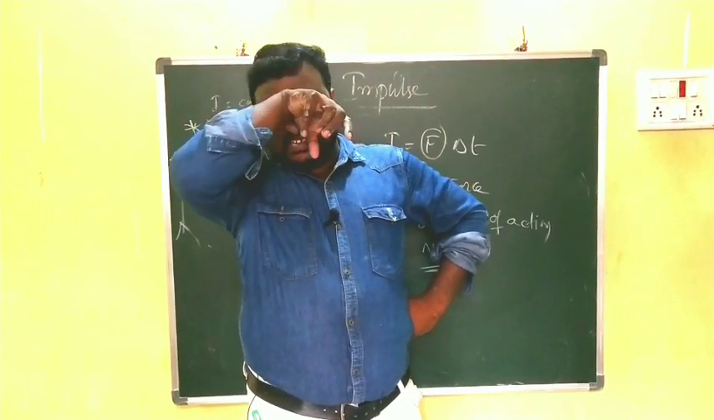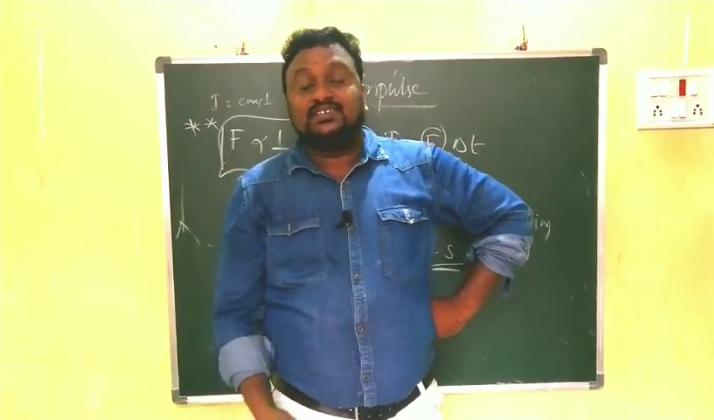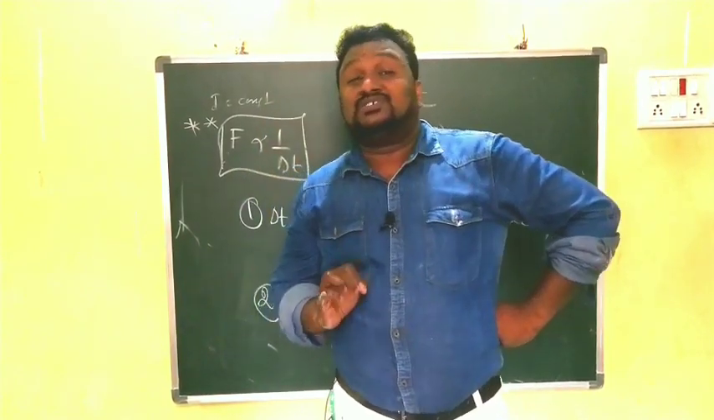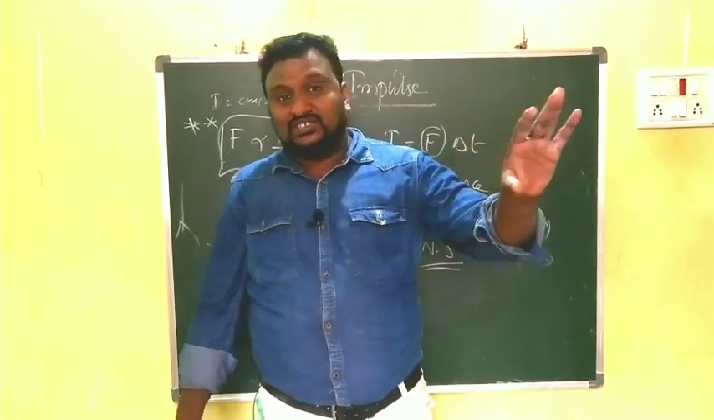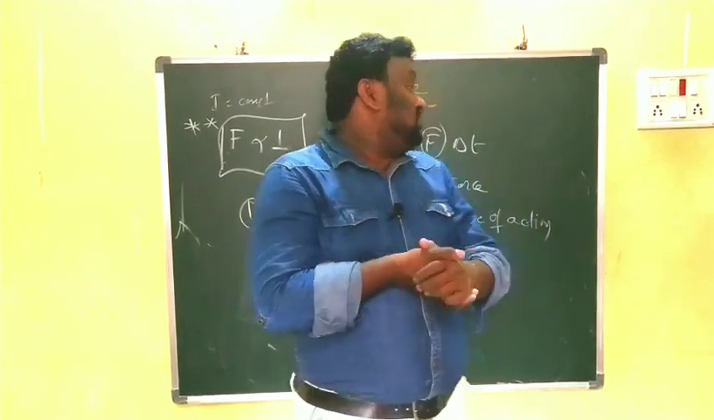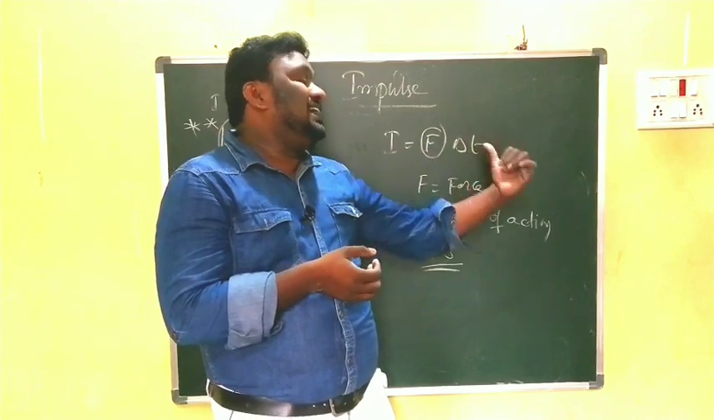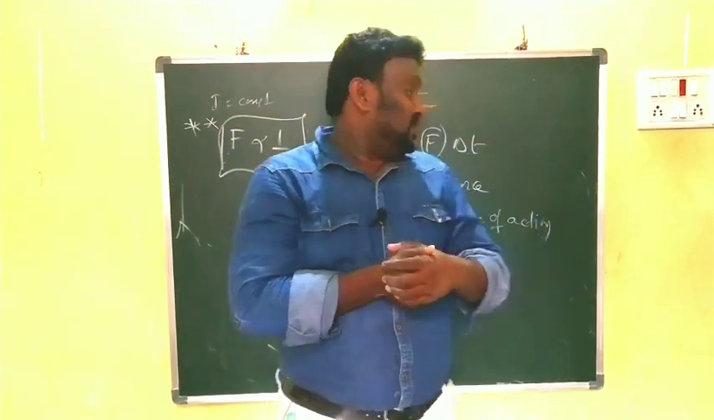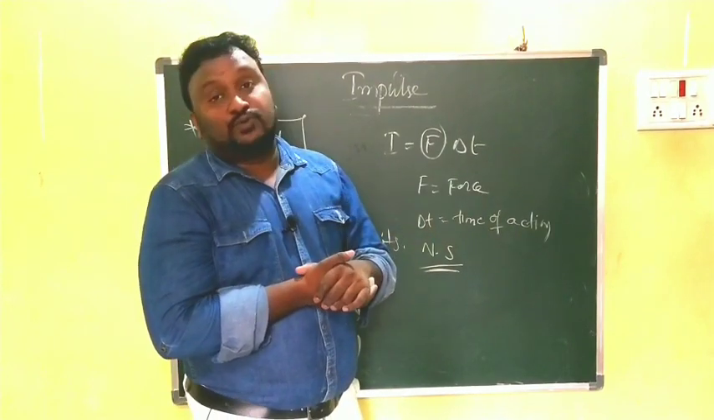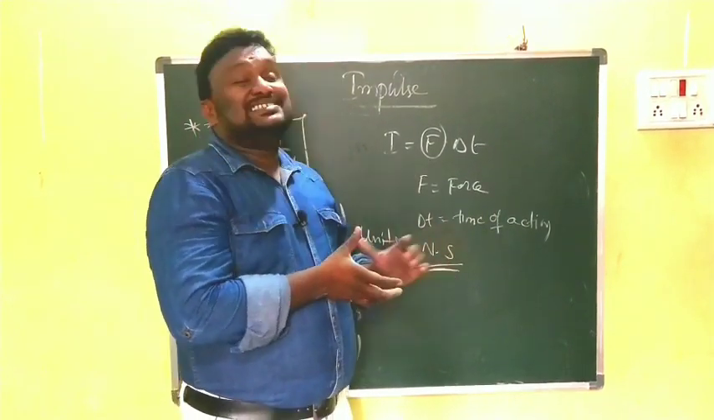So children, this is about impulse. Simply, what is impulse? A large amount of force acting on a body for a small interval of time is called impulse. That's the general definition. Clear? And the next thing: how we can express impulse, I equals F into delta T, force into delta T. F is force, and delta T is the time of action of the force. And the unit is newton second.